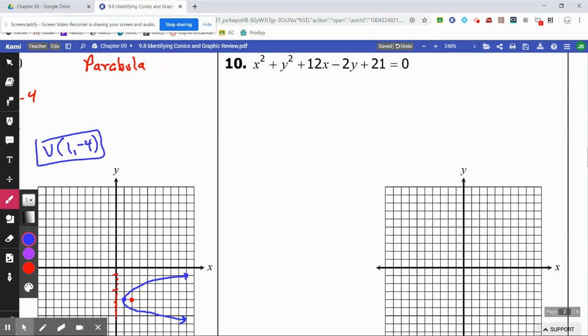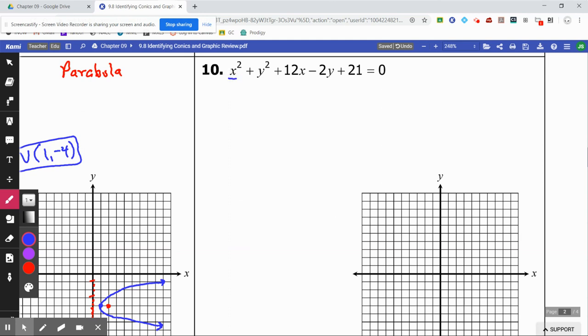Number 10. We have another circle because x squared and y squared have the same coefficient. So now let's go ahead and see what the circle looks like.